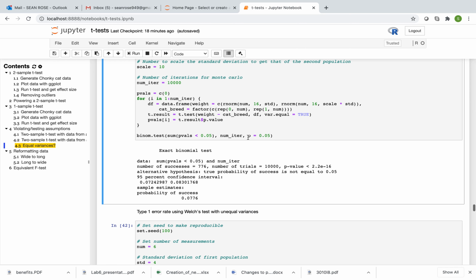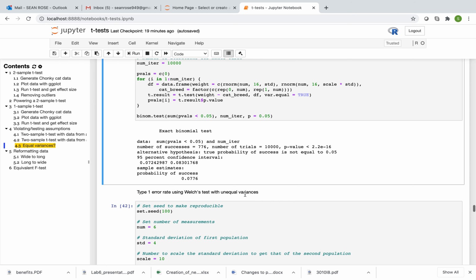So now I have created a t-test that is not as conservative as I would like it to be. Essentially, I am rejecting a true null hypothesis more often than I would like. I would like to only be rejecting a true null hypothesis 5% of the time. I'm rejecting it closer to 8% of the time.